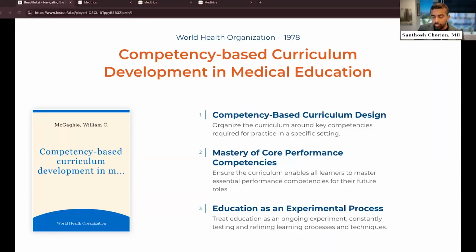But it actually was originally coined in 1978 in a paper published as Competency-Based Curriculum Development in Medical Education. It was published by the World Health Organization. And in it, they highlighted three main pillars. First is curriculum. You want to make sure that competency-based curriculum is created across all of your courses and rotations or whatever training model that you're providing to the students. So curriculum is the foundation on which competencies are based.